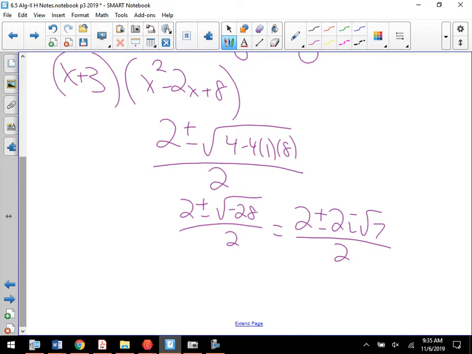And this is the special case that everything's divisible by 2. So that gives me zeros. Remember, this one had a 0 at -3, and the other ones would have been at 1 plus or minus i root 7. You do not need to rewrite that as 2 separate values. Whenever you have plus minus stuff, just leave it. Okay?